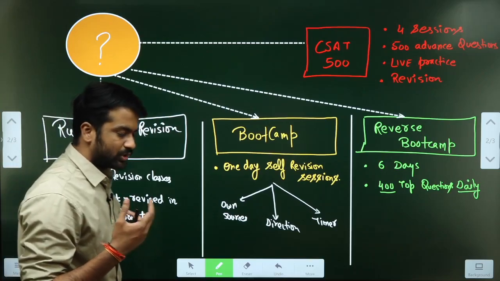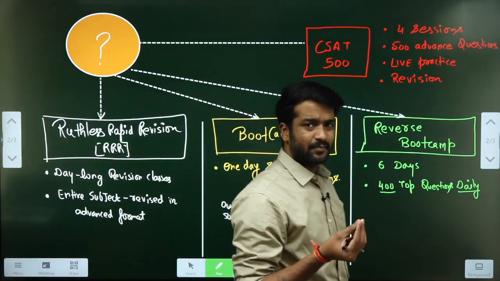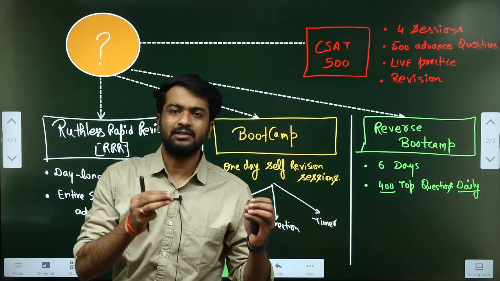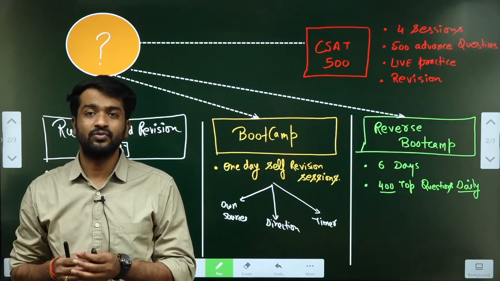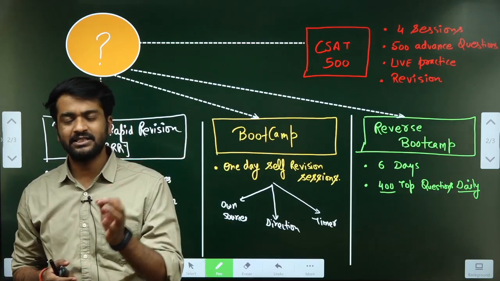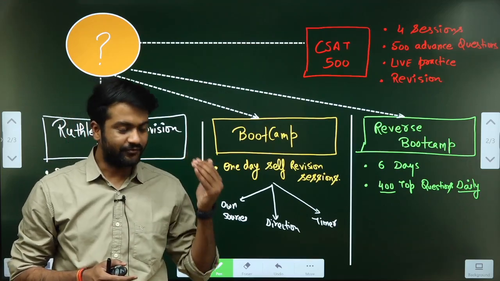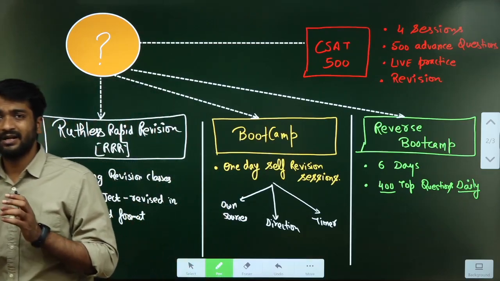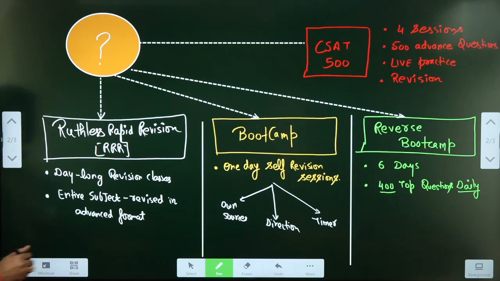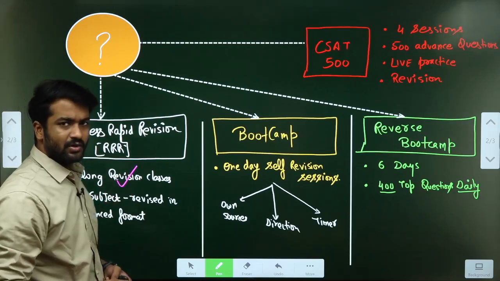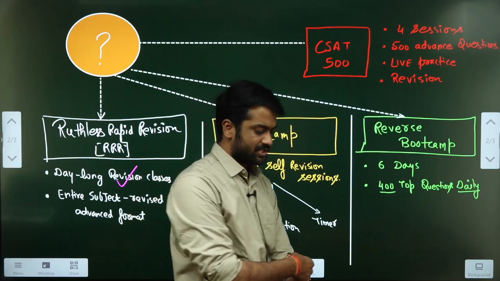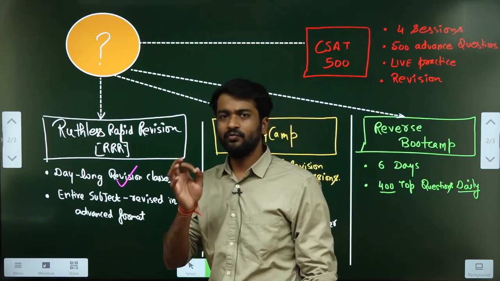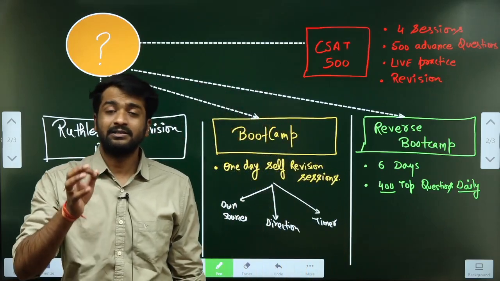Now, what is Ruthless Rapid Revision or RRR program? We are running this program for the last few years, and this is a quite successful program to help students revise the entire subject in the most efficient manner. So in this particular program of RRR, we are conducting day-long classes. For example, for subjects like ancient history, medieval history, modern history, in an entire single day, you will be made to revise a single subject.